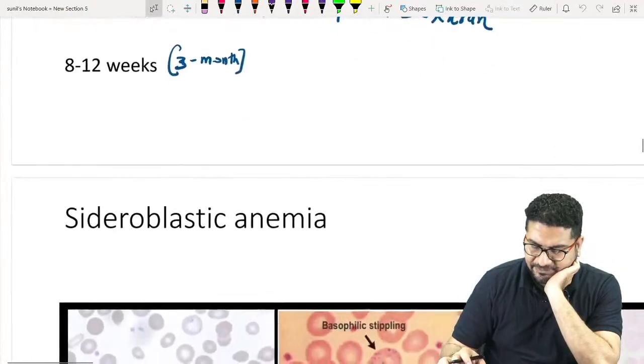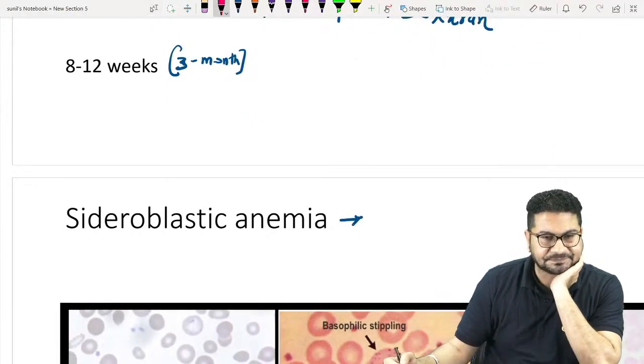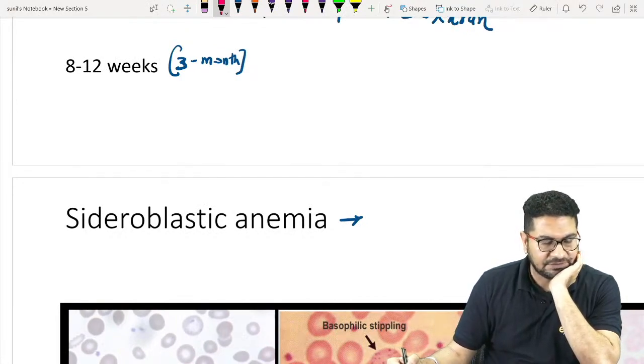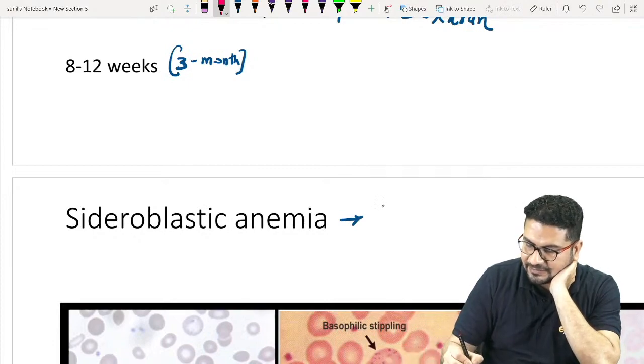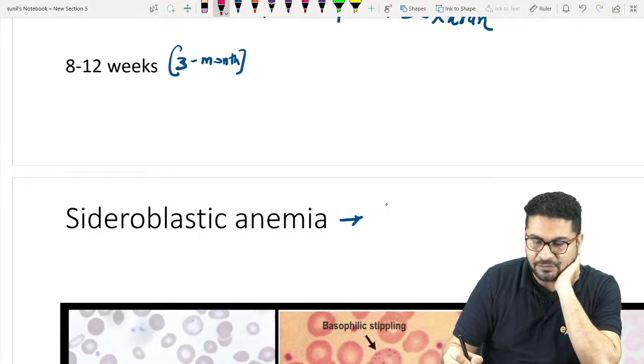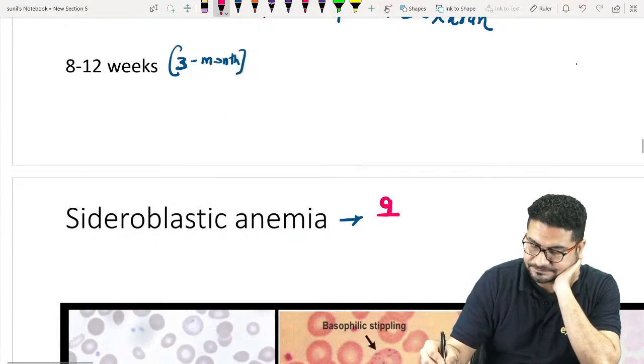Okay, coming to the next anemia, that is sideroblastic anemia. So understand this. Sideroblastic anemia, remember, is like an iron overloaded state. So the body will have iron overload.